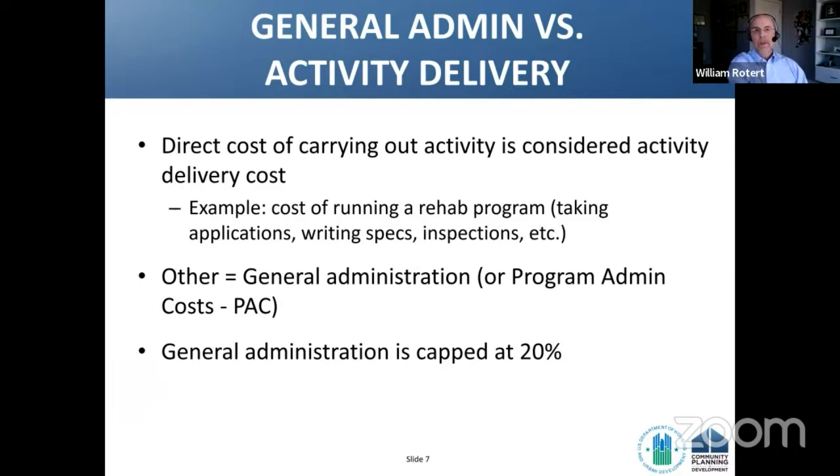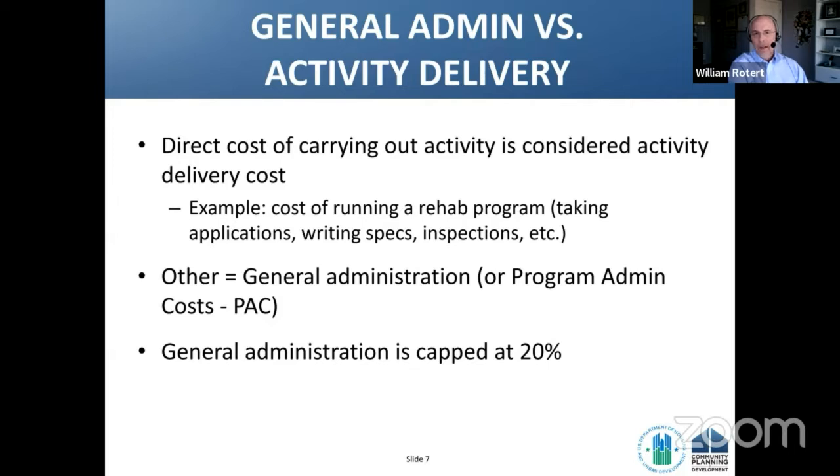Okay, let's start with an understanding of things that are often misunderstood, frankly, by grant recipients that are dealing with the CDBG program. There's a tendency to think that all costs are the same and all personnel costs are the same, and they are not. We want to talk about general administrative costs or general administrative and planning costs versus what are known as activity delivery costs.